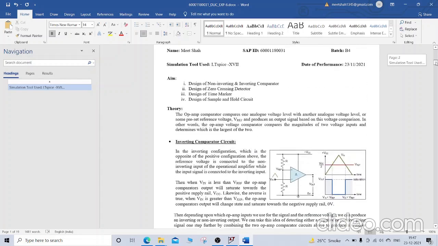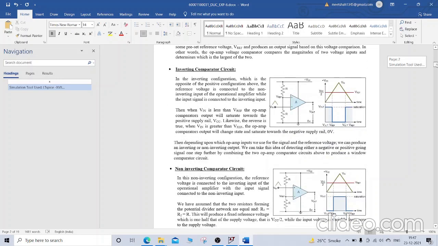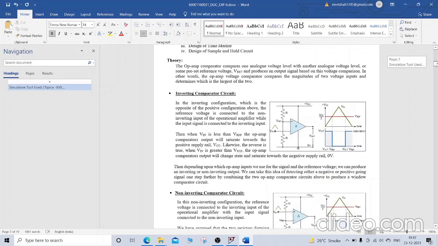The op-amp comparator compares one analog voltage level with another analog voltage level or some preset reference voltage Vref and produces an output signal based on this voltage comparison. In other words, the op-amp voltage comparator compares the magnitude of two voltage inputs and determines which is the largest of the two. So we first study what is an inverting comparator circuit.